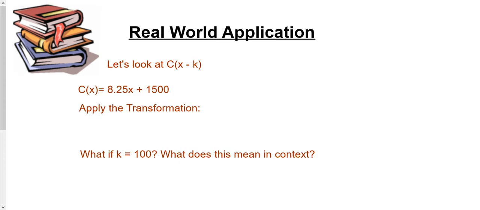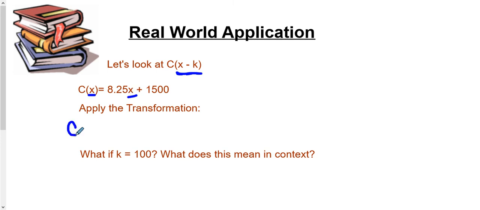So let's take a look at c of x minus k. We have our equation, c of x. We have that 825x plus 1,500, and we want to apply the transformation c of x minus k. And I think we got to this spot in most of the classes, but just in case you didn't catch this bit, in order to see c of x minus k, we want to take the x inside our equation and replace it with the x minus k that we need to do our transformation.